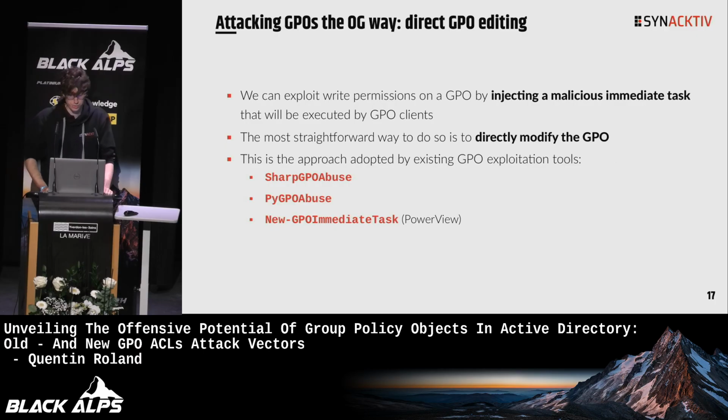This is a pretty cool feature because the attack vector is then just to simply exploit my write permission to alter the GPO, inject a malicious arbitrary immediate task, and just make my clients execute arbitrary commands with elevated privileges. And the most direct or straightforward way to do so is to simply directly modify the GPO. This is the approach that is implemented in some known tools, for instance, SharpGPOAbuse, PyGPOAbuse, or New-GPOImmediateTask by PowerView. And this is pretty straightforward.